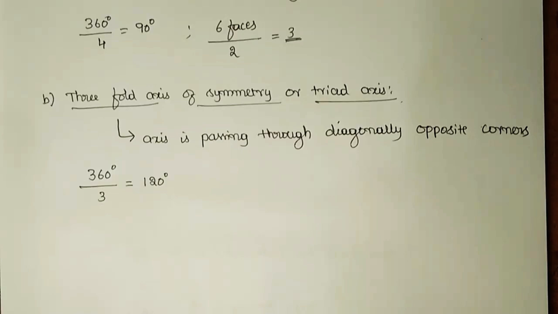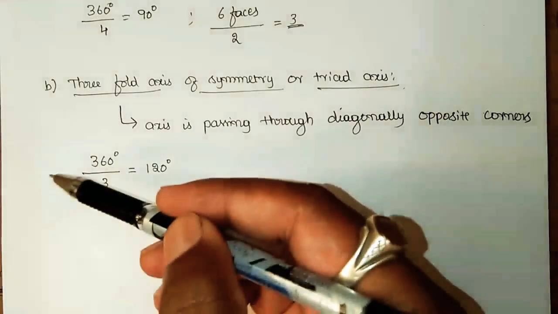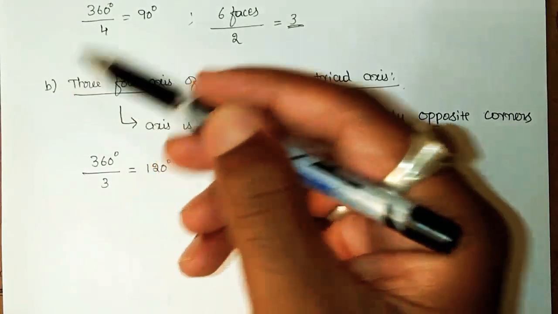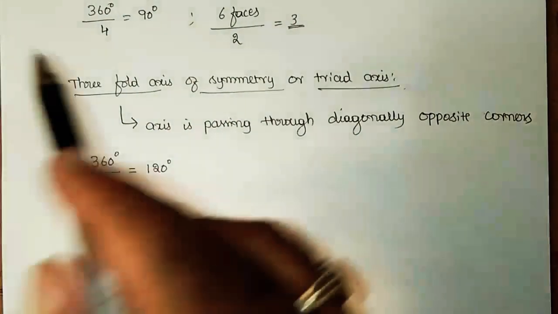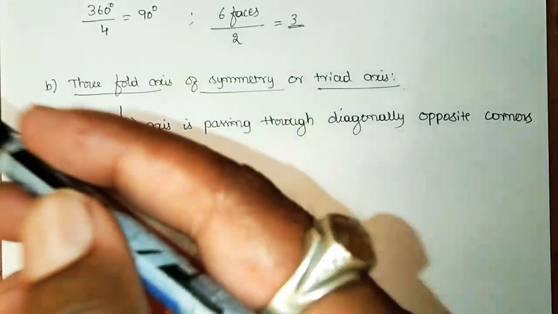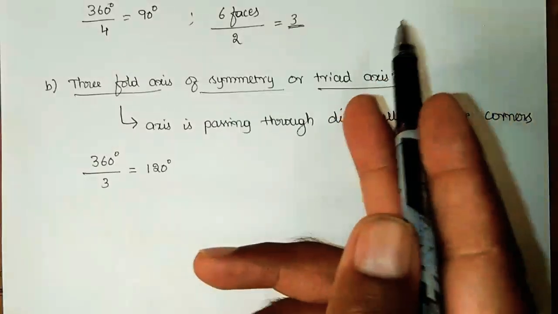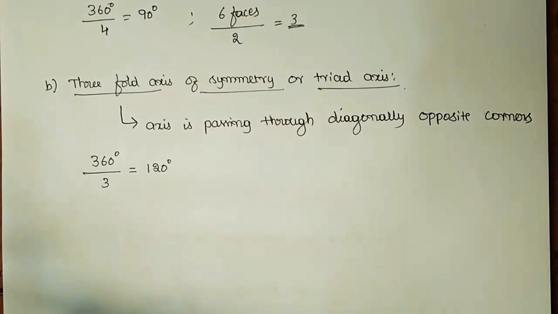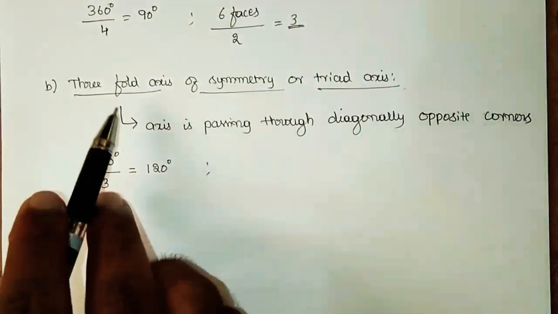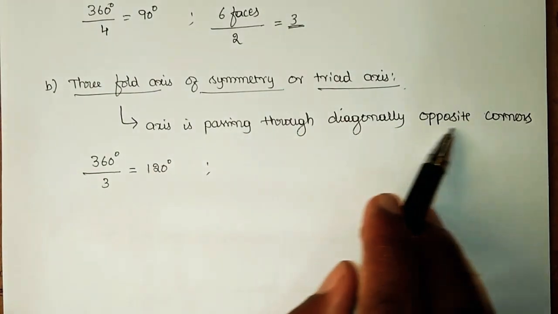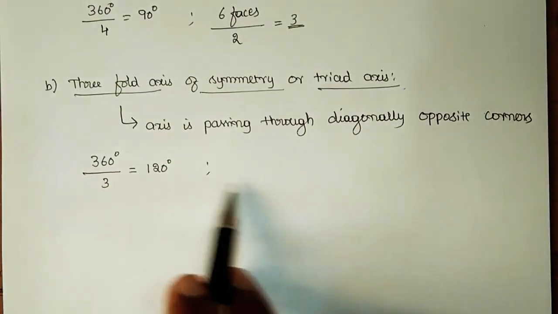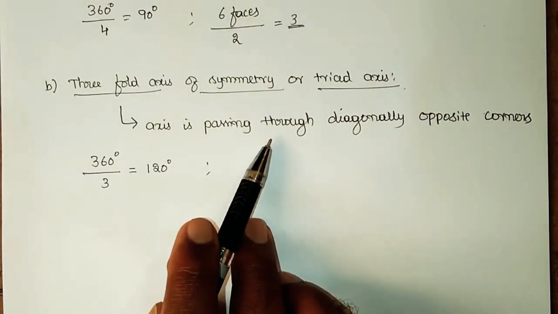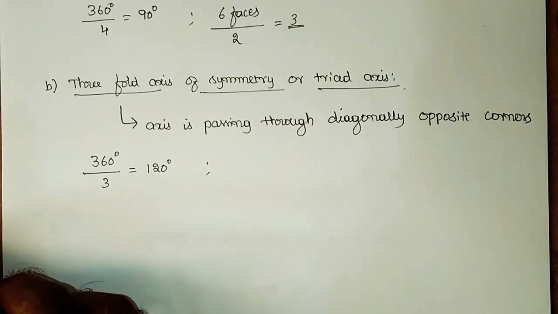And here, in the case of a threefold axis, when you give the first and second rotations, the appearance the crystal shows will be similar to the original, and the appearance you get after the third rotation will be the same as its original. Okay, so I said when the axis is passing through diagonally opposite corners, we get a threefold axis. And now we shall see how many such threefold axes of symmetry are present in a cubic crystal.